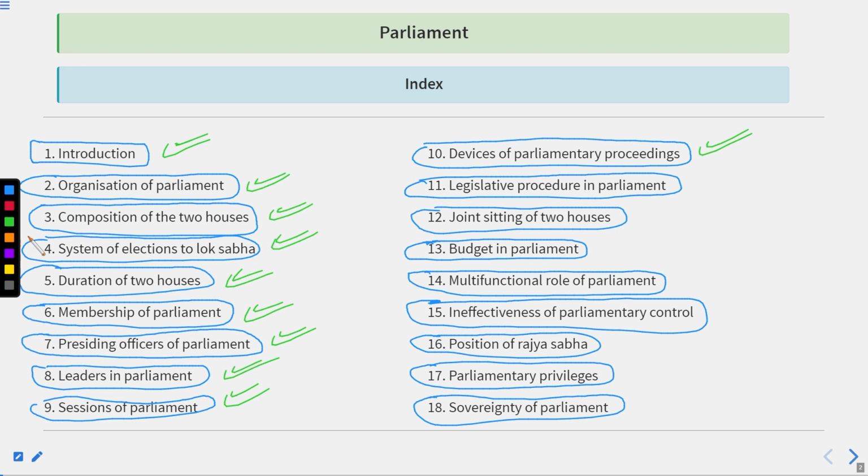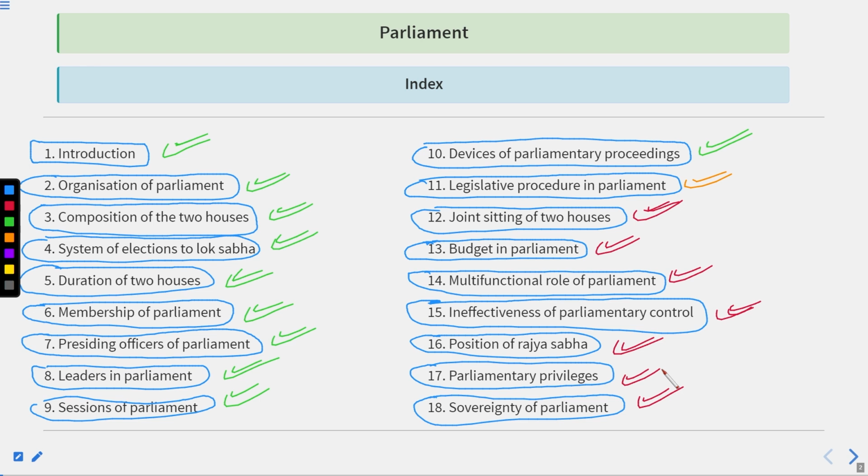The topic on which we have been discussing is the legislative process in parliament. The remaining topics are joint sitting of two houses, budget in parliament, multifunctional role of parliament, ineffectiveness of parliamentary control, position of Rajya Sabha, parliamentary privileges, and the sovereignty of parliament. So these are the things.